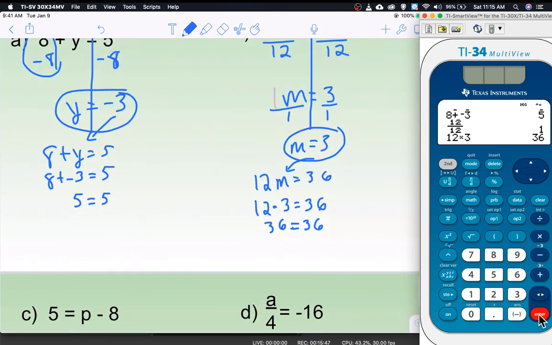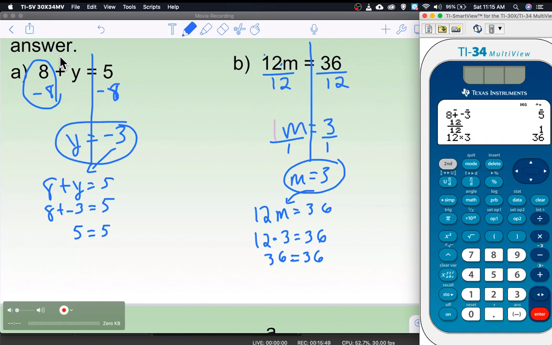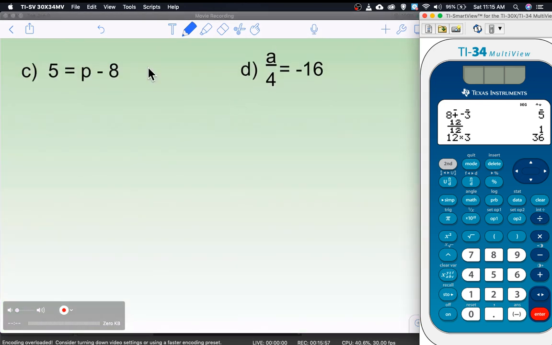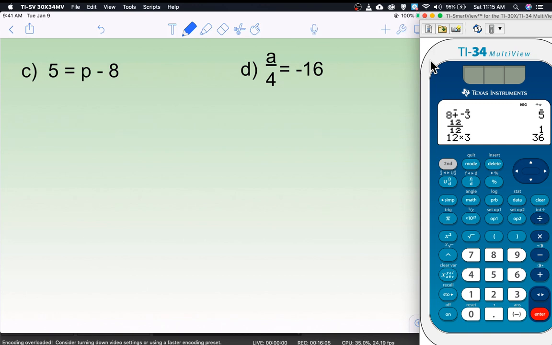So now we've seen up here, I've solved an equation using addition. I solved an equation where the variable is being multiplied. The next two, I have an example where my variable is being subtracted and where my variable is being divided. So let's see. In letter C, my variable is being subtracted by 8. So the opposite of subtracting 8 is to add 8 on both sides.